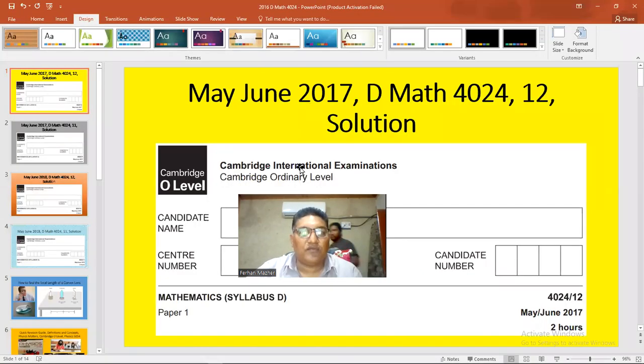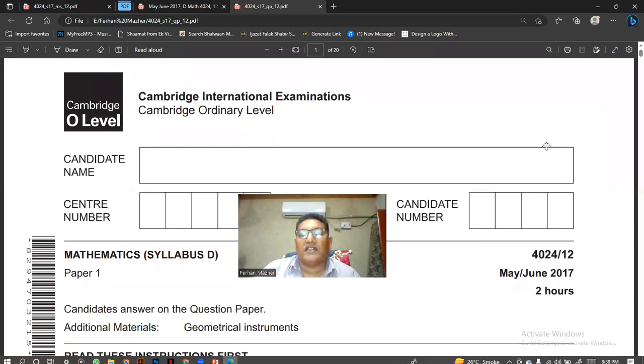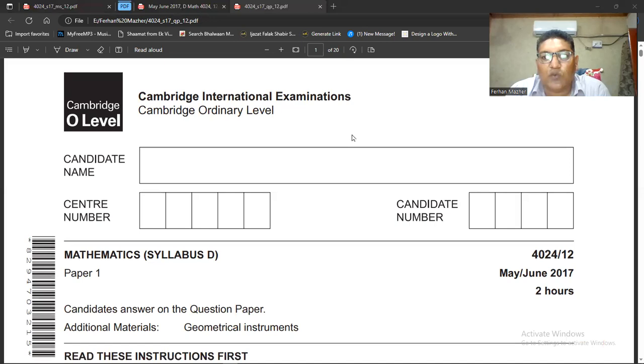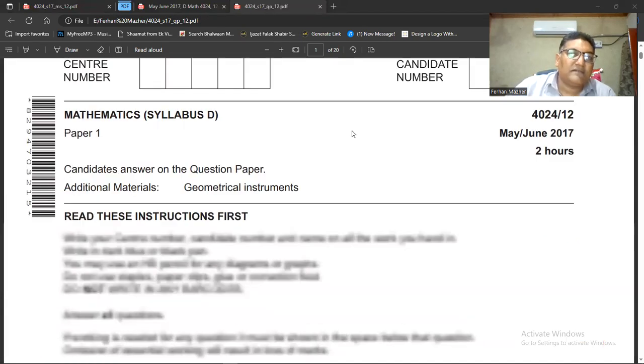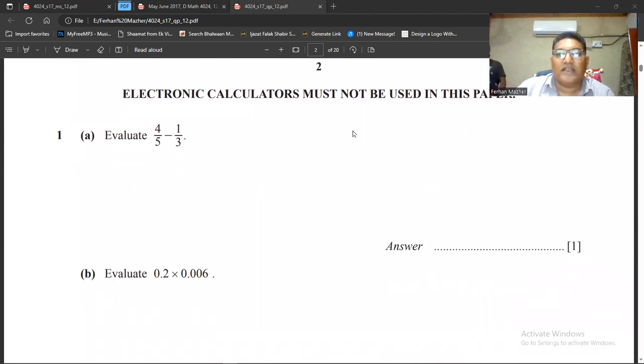So let's go to the paper. On your screen, the paper is showing up. This is the May-June 2017 1-2 paper. Question number 1 is on your screen. It says, evaluate 4 by 5 minus 1 by 3. These are two fractions, and we want to subtract them.